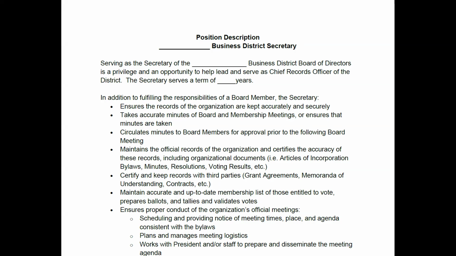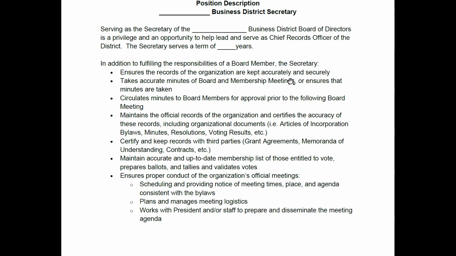The secretary also manages the voting process. So at your annual meeting, when you're electing your new board, the secretary will prepare the ballots, tally and validate the votes during the meeting. And then also ensures proper conduct during meetings.